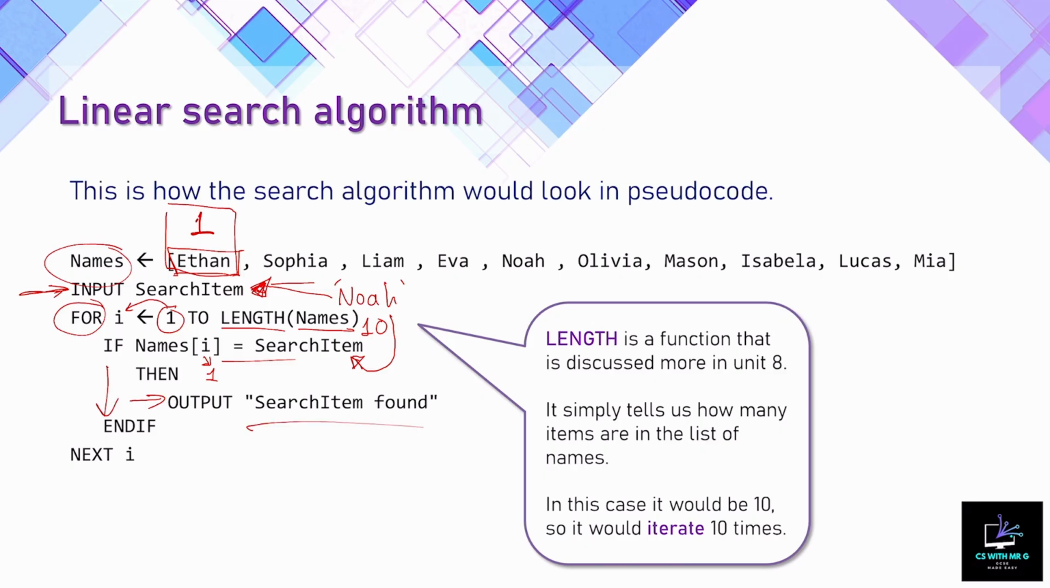We end the if, we go to the next I, so we go to position 2, which is here, and we check if the name matches. Does Sophia match? No, so we do not output search item found.